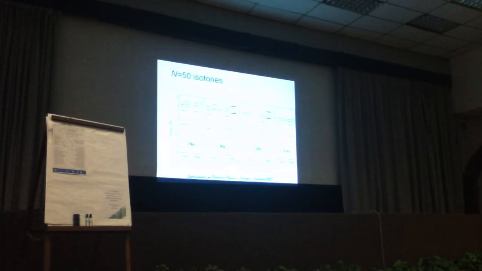So, let me show some examples. This is the N equals 50 isotopes. I will consider that the neutrons here are closed, 50 neutrons, and the protons are in the g9/2 shell from 42 to 48: molybdenum, ruthenium, palladium, cadmium. What you can do, in a very simple-minded analysis, is this is the experimental spectrum.